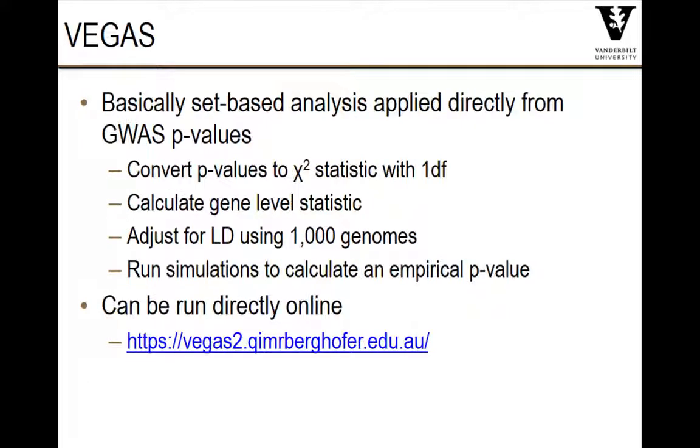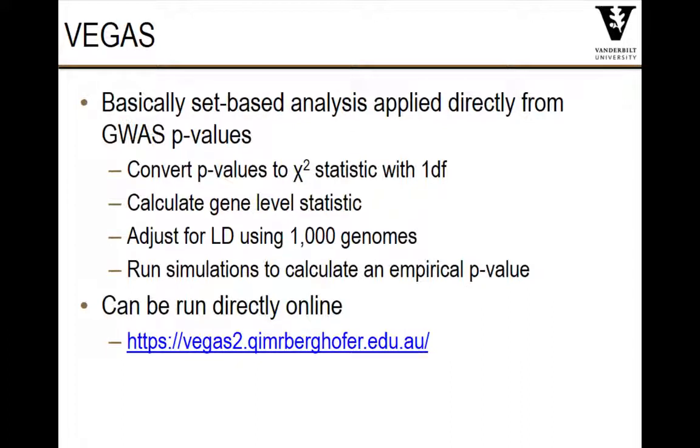So VEGAS is basically set-based analysis applied directly to your GWAS p-values. This is a really creative way of using your GWAS test statistics and being able to evaluate at the gene level. It converts your p-value to a chi-squared statistic in a 1 degree of freedom chi-square test, and then uses that chi-square to calculate the gene level statistic, just like the set-based analysis does in Plink. Then it adjusts for LD using 1,000 Genomes, and runs simulations to calculate your empirical p-value. It's the same idea as doing permutation, but it uses a simulation approach instead.